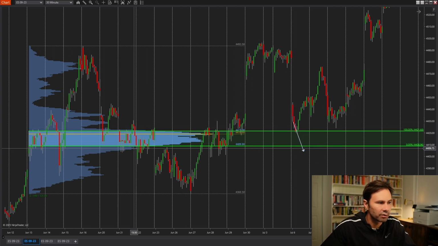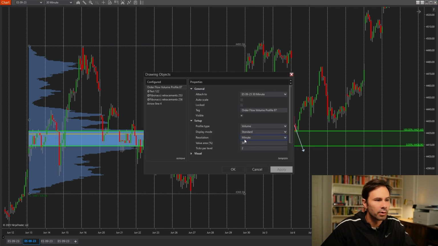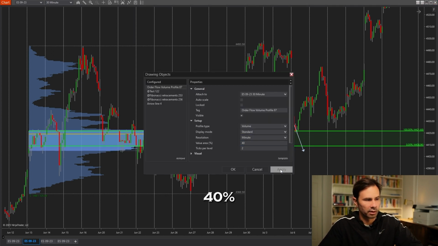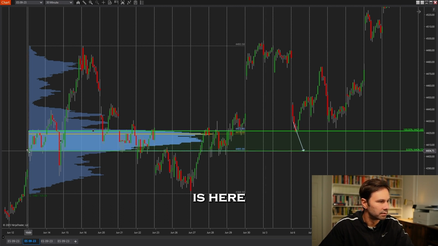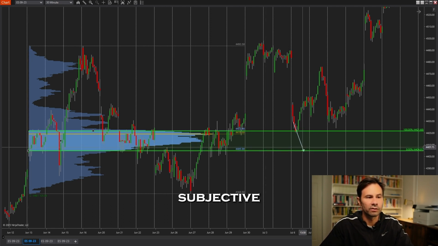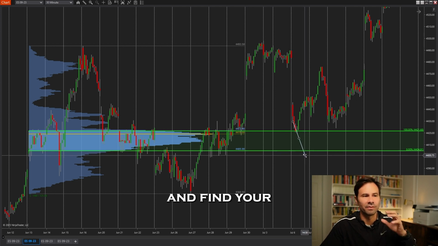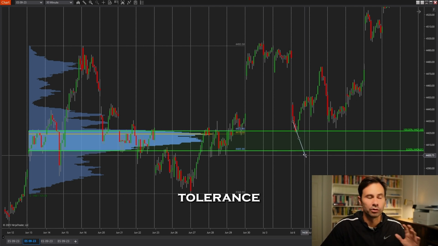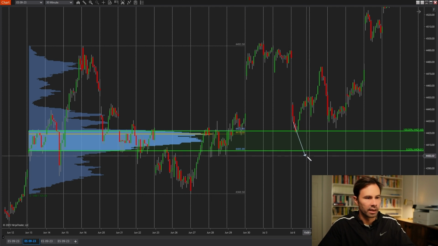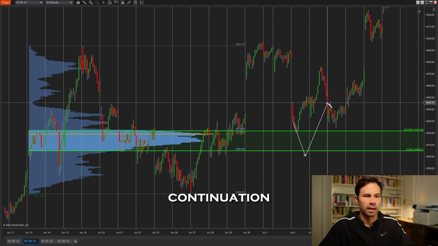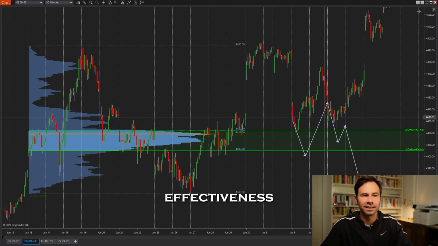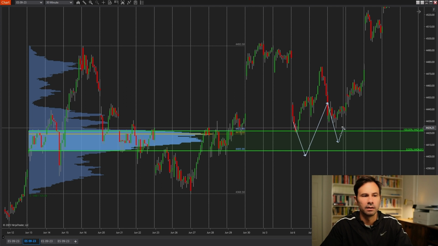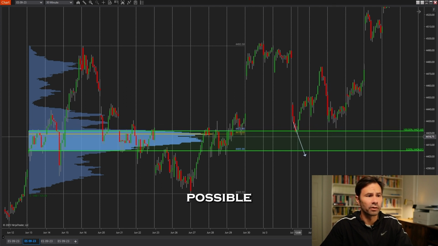If you see here, there's a lot of volume also here. If I put here 40%, right? Then the demand is here. Okay? So it's subjective. You need to practice and find your sweet spot, your risk tolerance. And then a continuation, or the area didn't show any effectiveness and then it failed at the end. Okay? Those are possible scenarios.